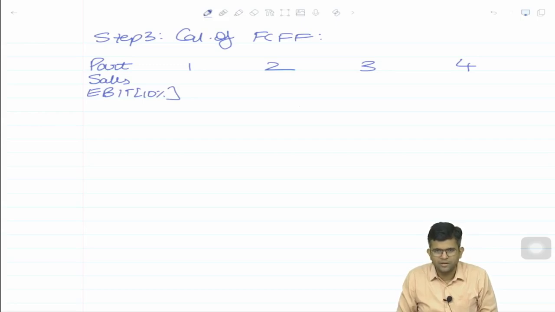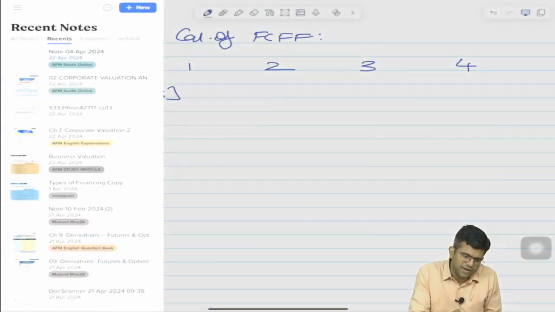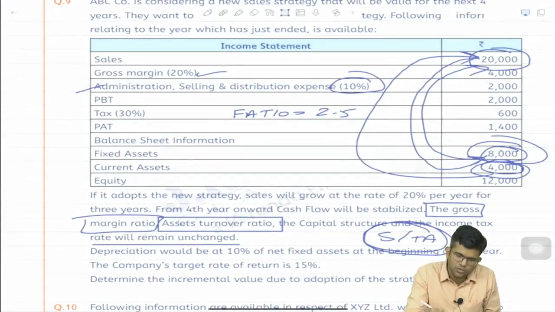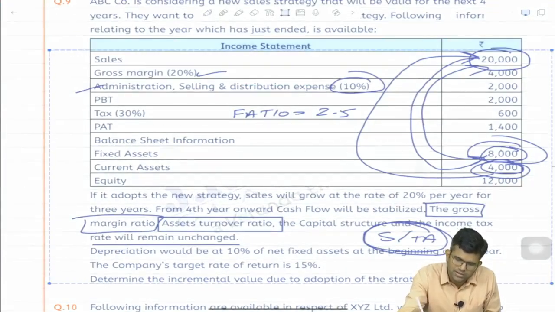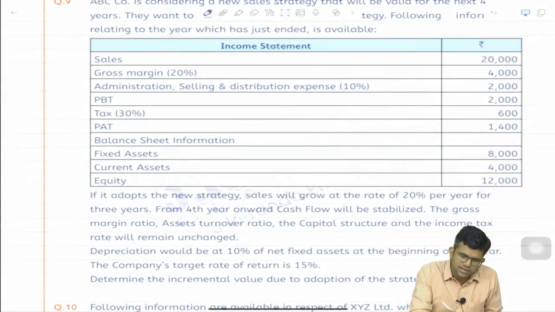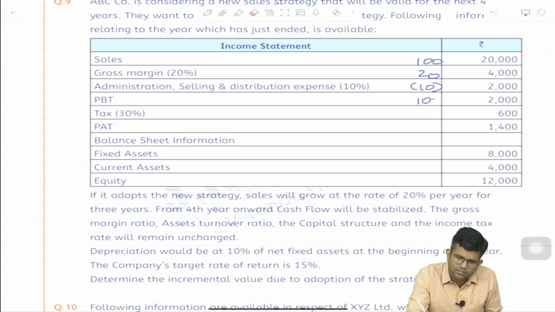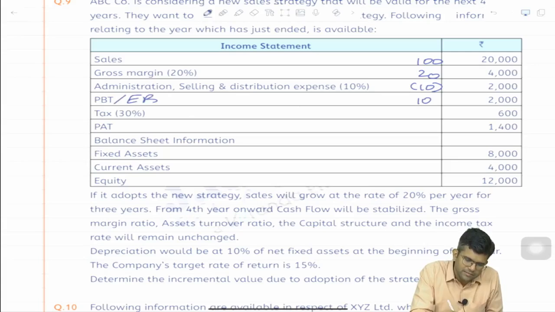Understood what I did? Everyone? Sure? In fact, in the textbooks only you can do this so that you understand. See, sales is 100, gross profit is 20, admin expense another 10. So EBIT is 10, no? You are understanding this? This is basically EBIT.